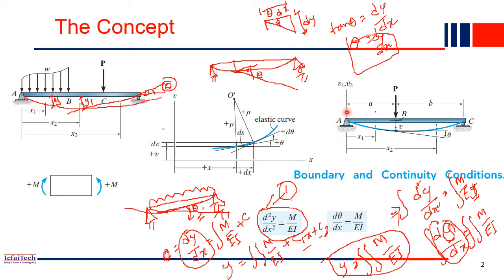So at the boundary, at this point, what is the deflection? Deflection at this point will be how much? It will be 0, right? So similarly, what is the deflection at C? And in this support, it is also 0. So we have the two boundary conditions, right?